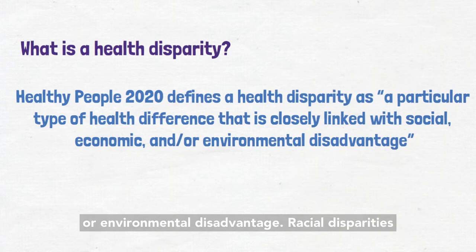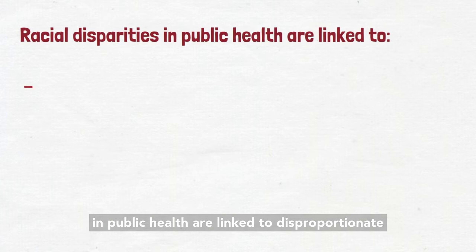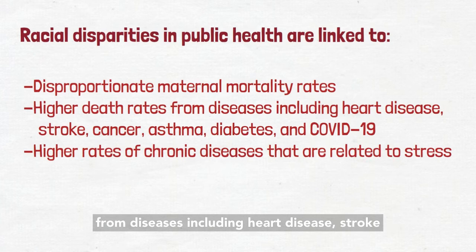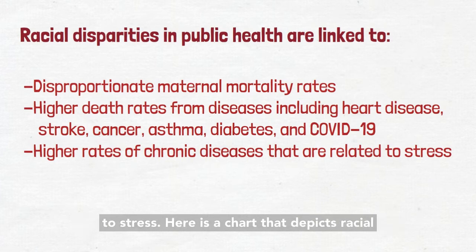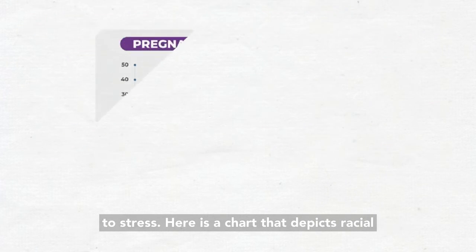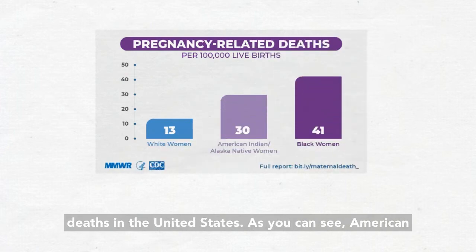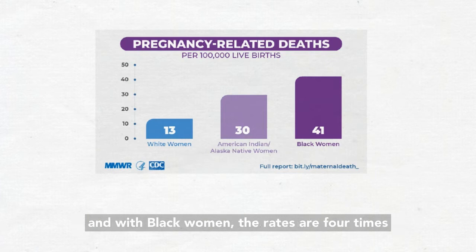economic, and/or environmental disadvantage. Racial disparities in public health are linked to disproportionate maternal mortality rates, higher death rates from diseases including heart disease, stroke, cancer, asthma, diabetes, and COVID-19, and higher rates of chronic diseases that are related to stress. Here is the chart that depicts racial disparities in pregnancy-related maternal deaths in the United States. As you can see, American Indian and Alaska Native women have over twice the amount of maternal deaths than white women, and with Black women, the rates are 4 times higher than white women.